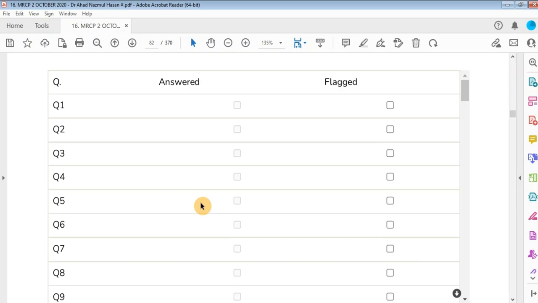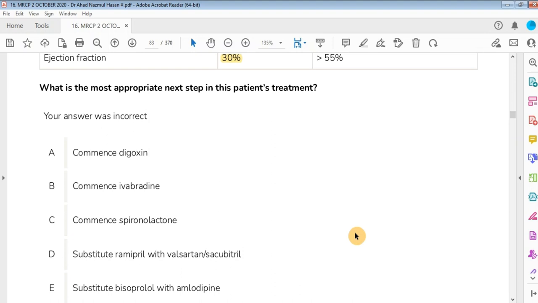Okay, next. What is the most appropriate next step in the patient's treatment? A. Commence digoxin. B. Commence ivabradine. C. Commence spironolactone. D. Substitute ramipril with valsartan sacubitril. E. Substitute bisoprolol with amlodipine.